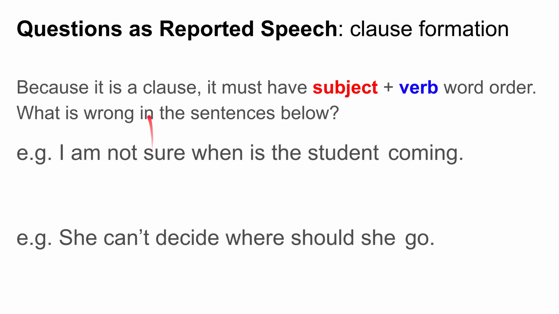Moving forward, let's look at clauses as questions. Because it is a clause, it must have subject, verb, word order. So look at these sentences below. What is wrong in the sentences below? I'm not sure when is the student coming, and she can't decide where should she go. We have these two sentences. Both sentences have the same error. Take about 5 seconds to find the error.